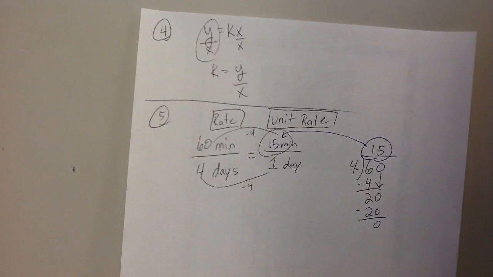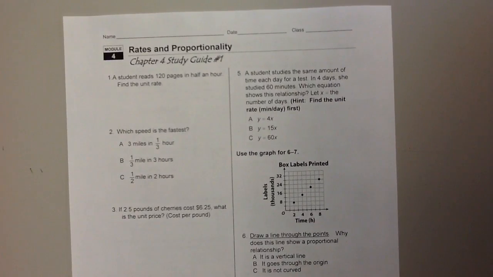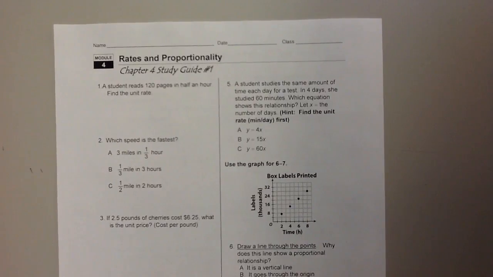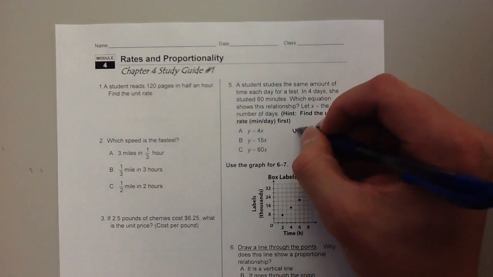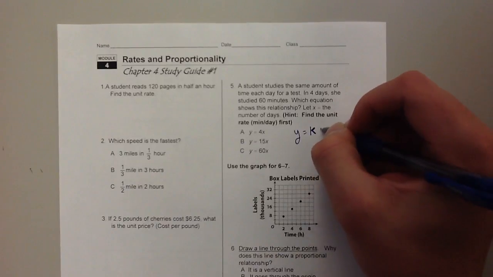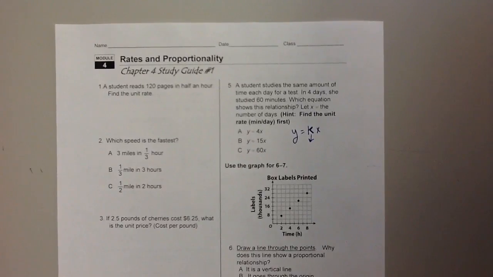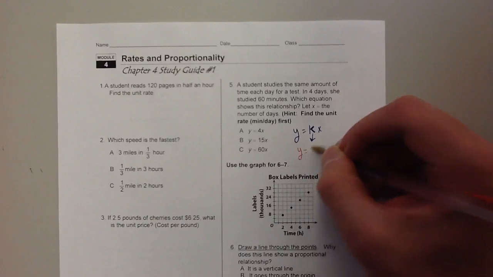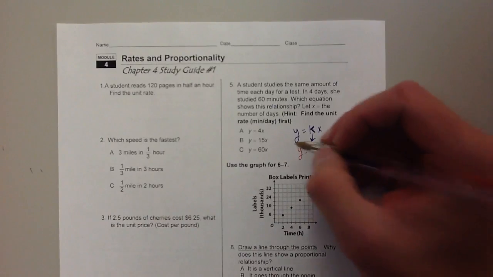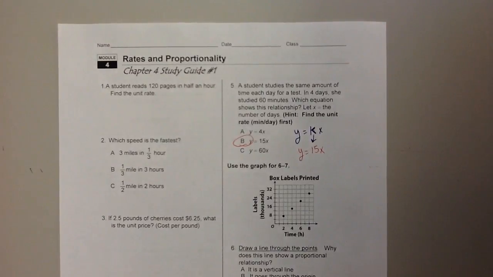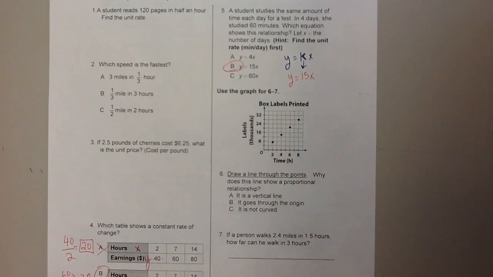Okay? So we have to choose the equation in number 5 that shows this relationship. Okay, so if our constant rate of change is 15, then in the equation y equals kx, where k is the constant rate of change, I plug the k value, which we just found was 15, into the equation, and so I get y equals 15x, okay, which is letter B. Y equals 15x.